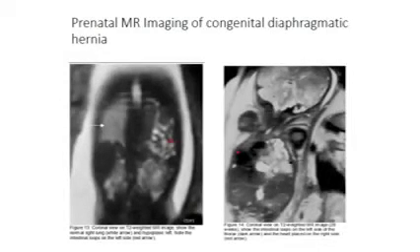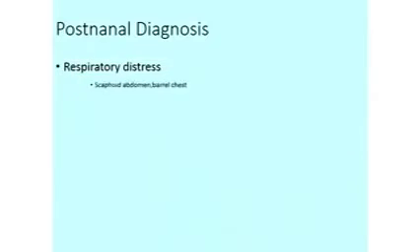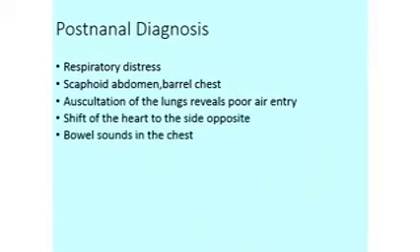Again, this is a magnetic resonance in utero, showing that the contrast is passing into the thoracic cavity. What about the postnatal presentation? As we have mentioned, there will be respiratory distress according to the severity and the size of the hernia. The abdomen may be scaphoid, and the chest would look as if it is barrel-shaped. We mean by barrel-shaped, increased anteroposterior diameter of the chest.